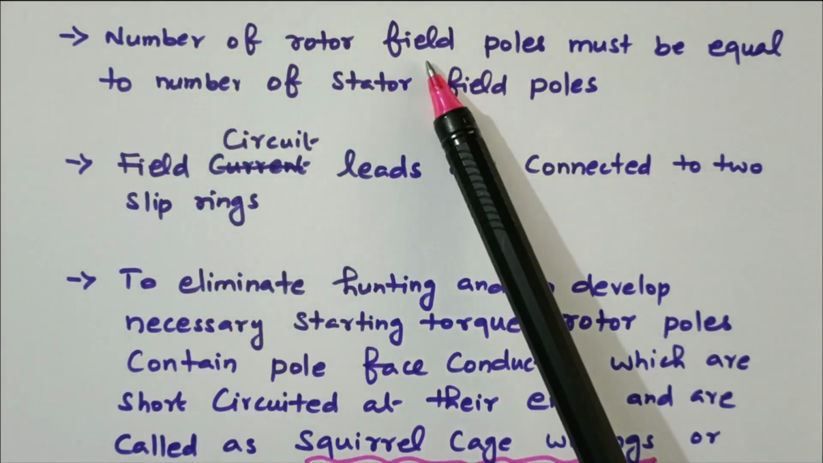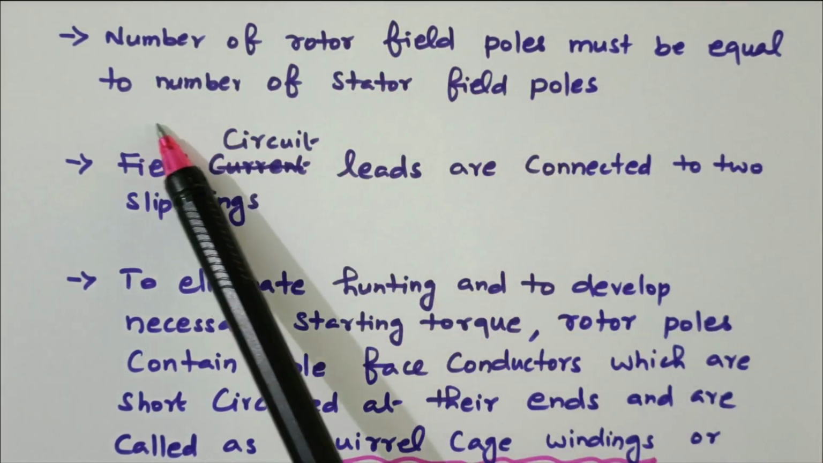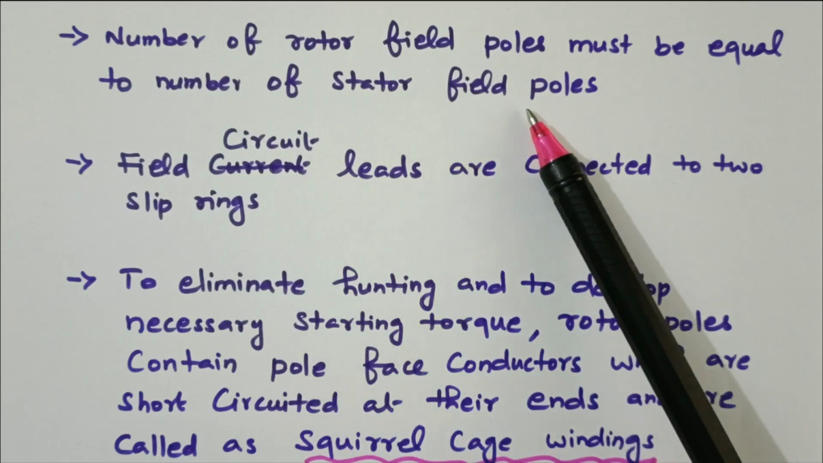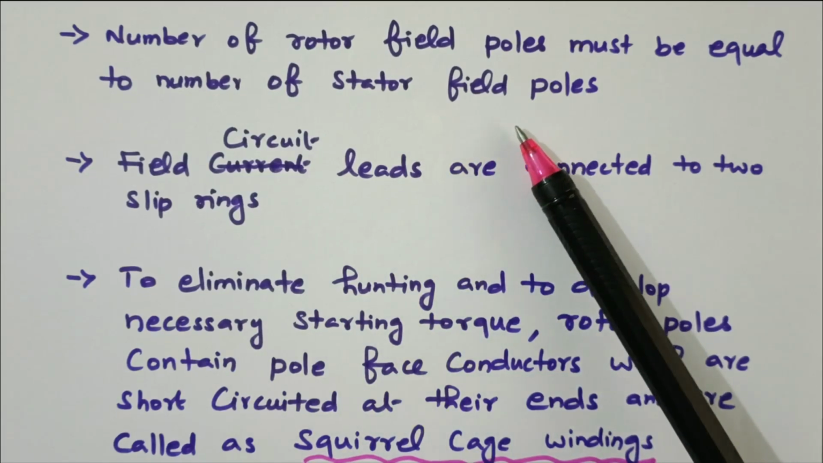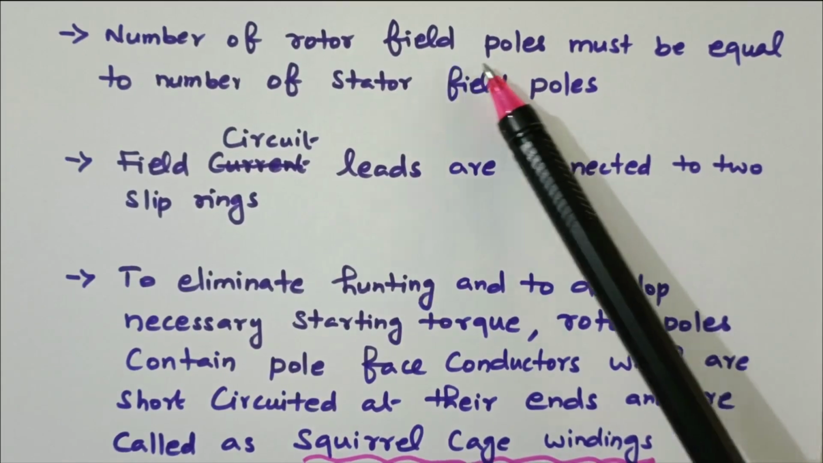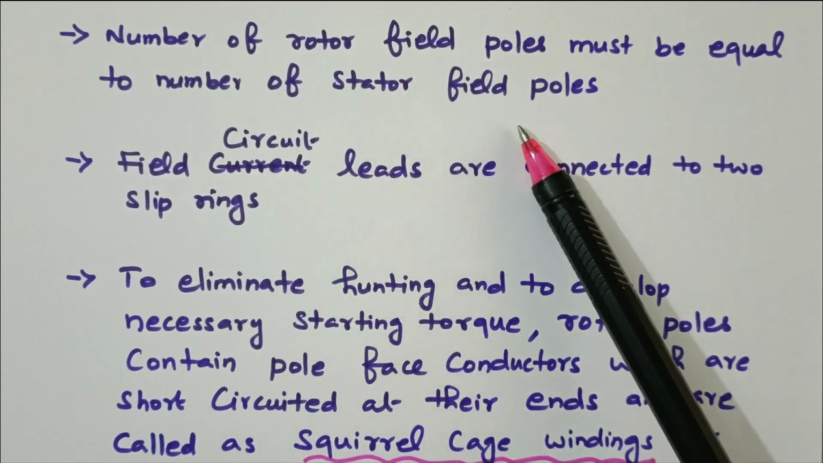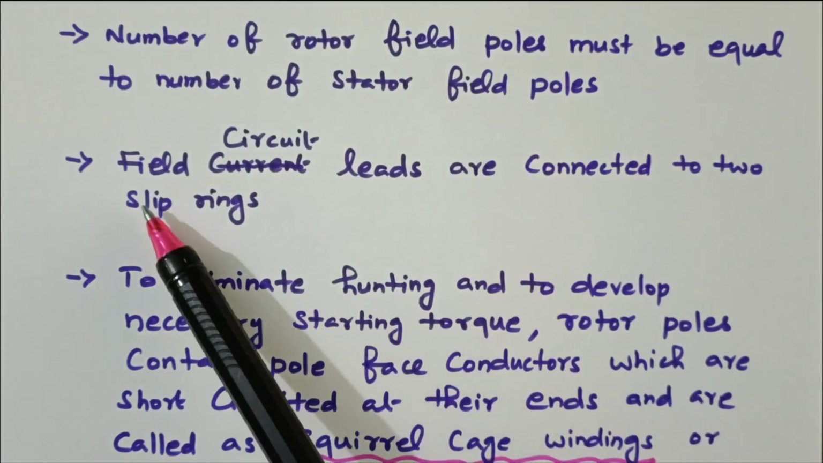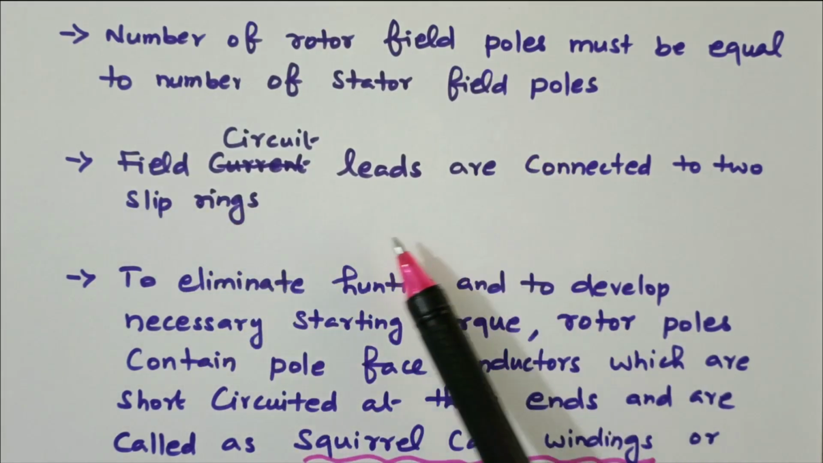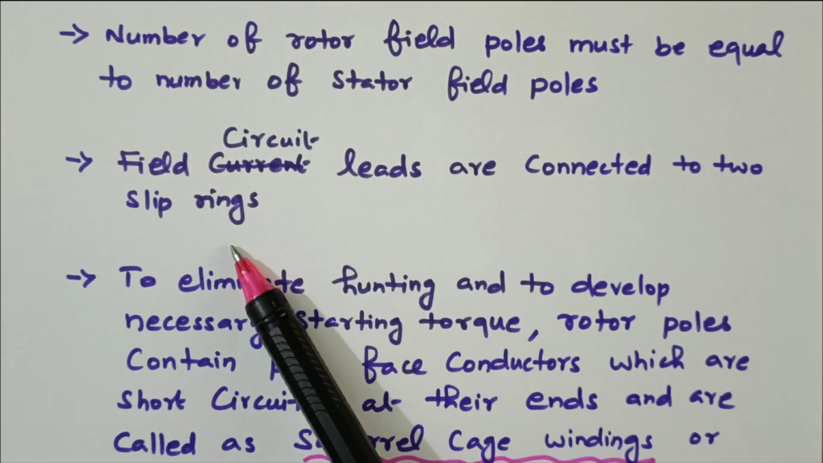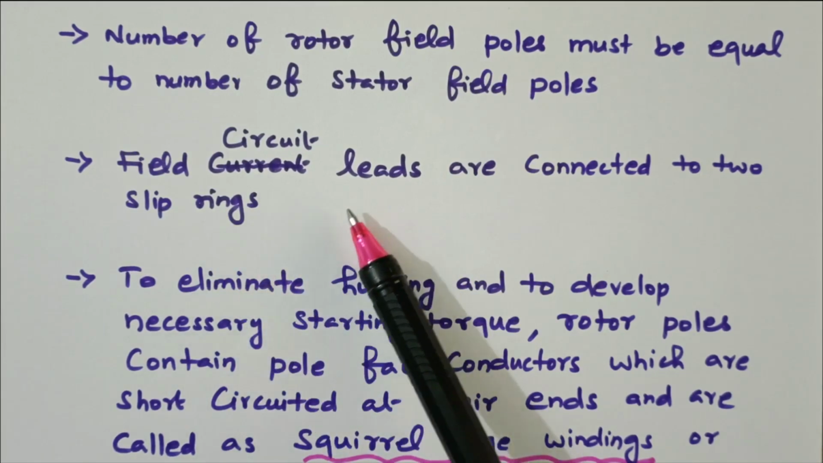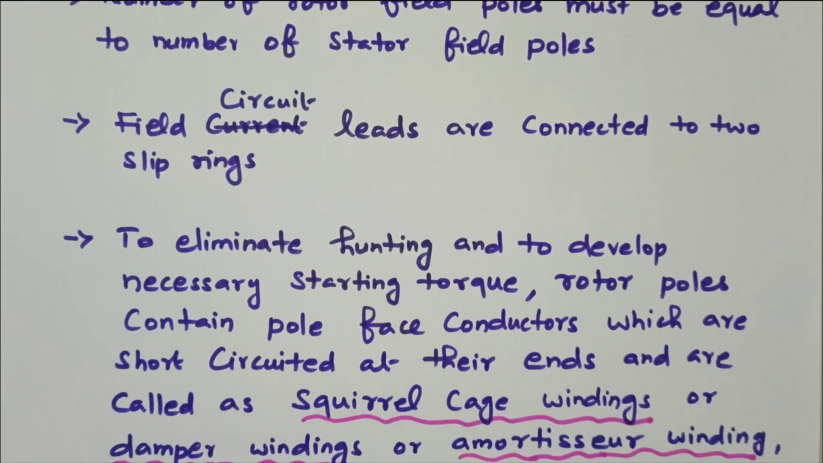The number of rotor field poles must be equal to the number of stator field poles. So that is a necessary condition. The number of poles available in the rotor should be equal to the number of poles in the stator. Field circuit leads are connected to slip rings. In order to give the excitation, the field windings are connected to the slip rings.